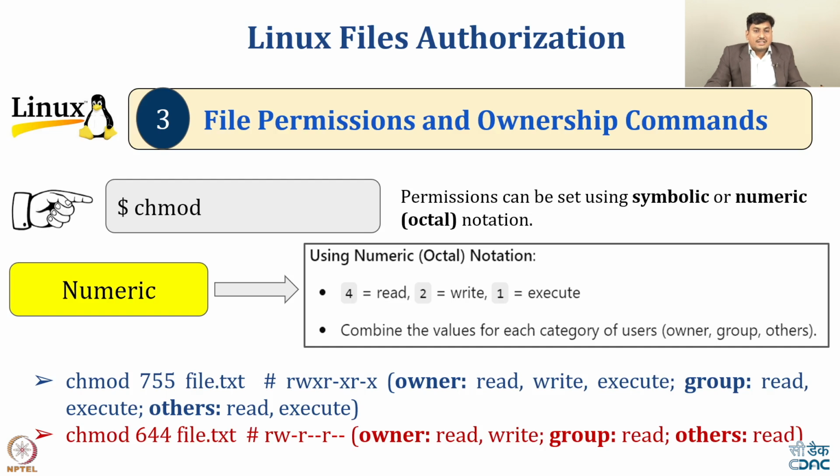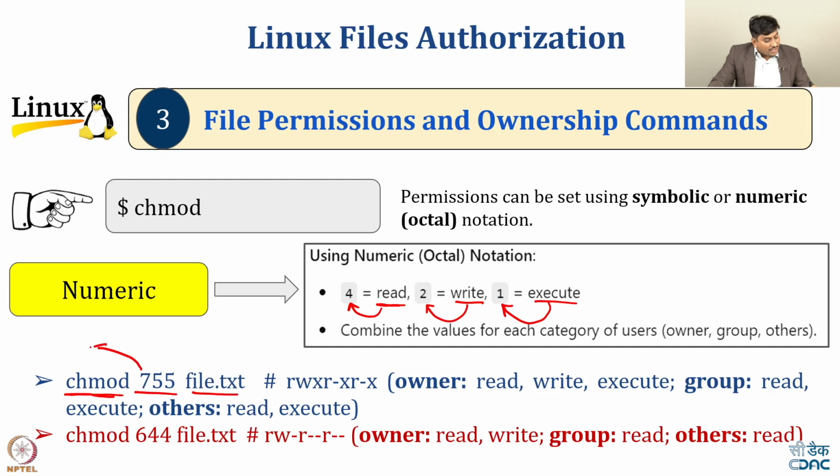And there is another way, the numeric or octal notation, where we have given some weightage basically. For read we have given the weightage of 4, for write the weightage of 2, and for execute the weightage of 1. By a combination of these numbers we decide what permission has to be given to whom. Let's take an example. Here if I run the chmod command and give 755 permission for this particular file.